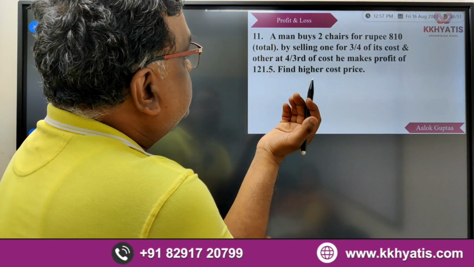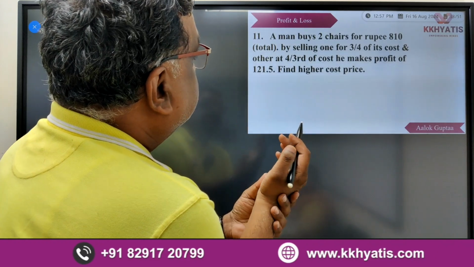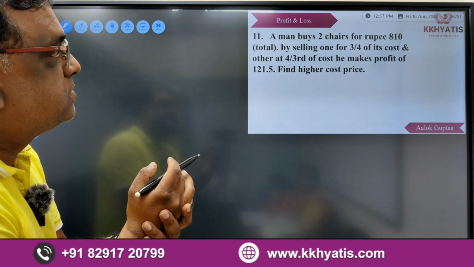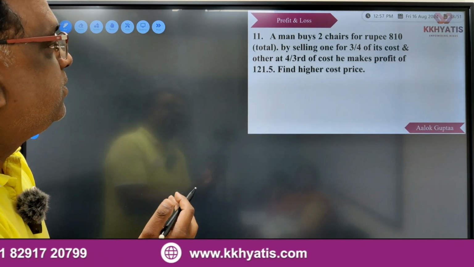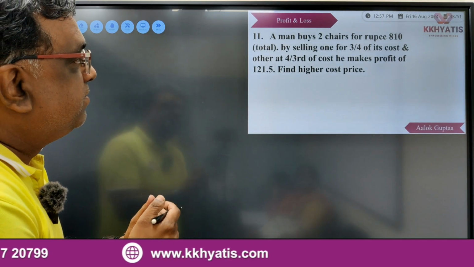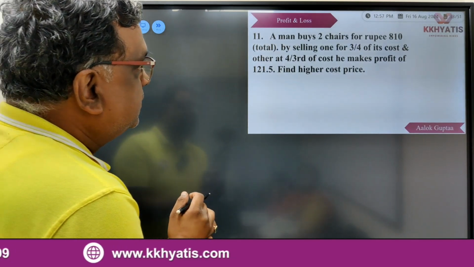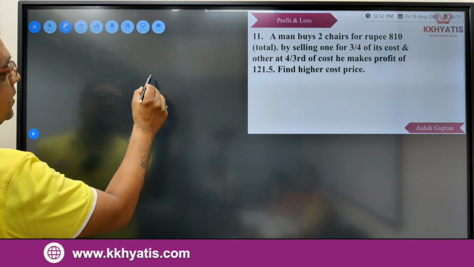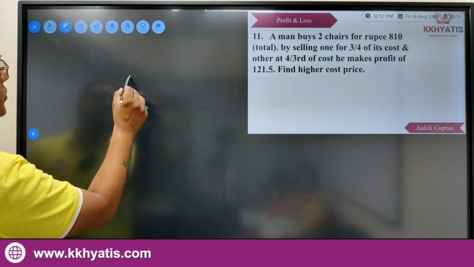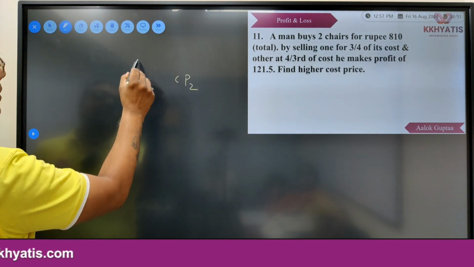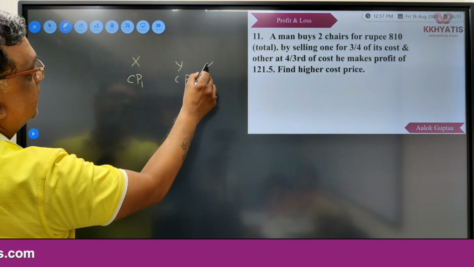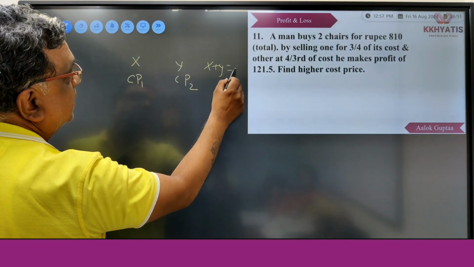A man buys 2 chairs for rupees 810 by selling one at 3/4 of its cost and the other at 4/3 of cost. He makes a profit of 121.5. Find the higher cost price. So let us see. He bought 2 chairs, chair 1 and chair 2. So let us say X and Y. The cost of the chairs was 810.